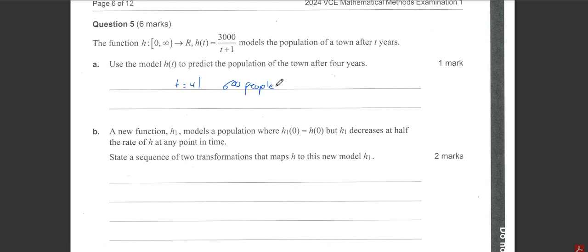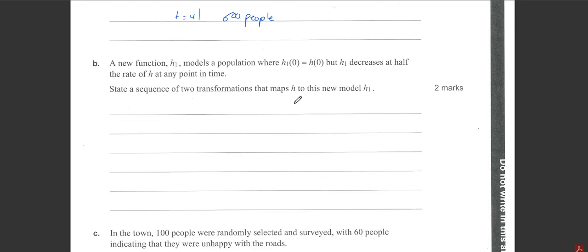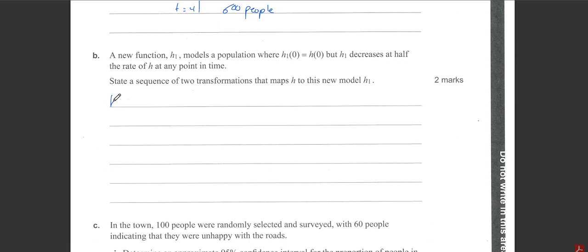A new function h1 models a population where the initial value is the same, so initial value is 3,000, but h1 decreases at half the rate of h at any point in time. So what does this mean? It means that h1 prime of t is equal to half of h prime of t. And the derivative of h of t is going to be negative 3,000 over t plus 1 squared, times a half. So it's going to be negative 1,500 over t plus 1 squared.